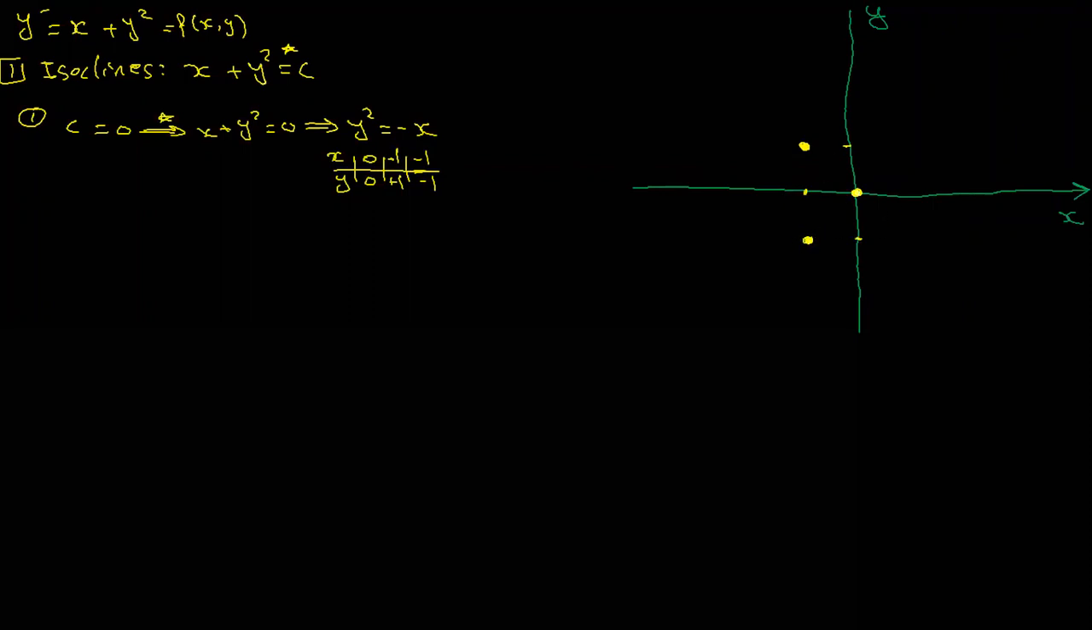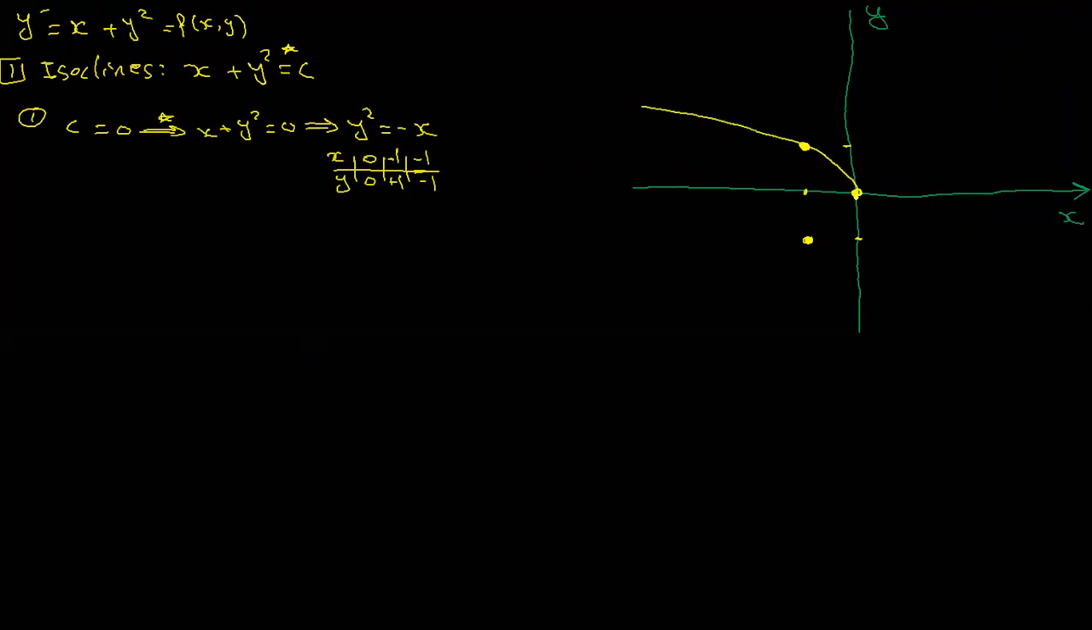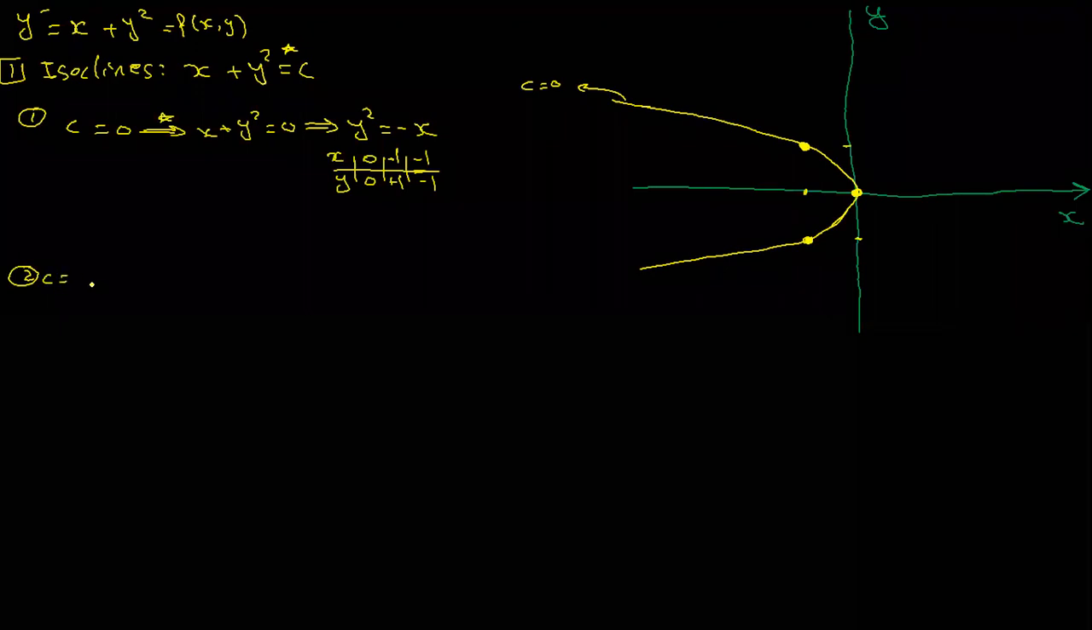So my parabola, as your colleague said, goes to the left. And here, also from down, goes to the left. Sorry, this is the first isocline, which comes from C equals 0. Now you have to choose a second C. C can be any number you need, but please choose a simple number. So I'm going to choose it to be 1.